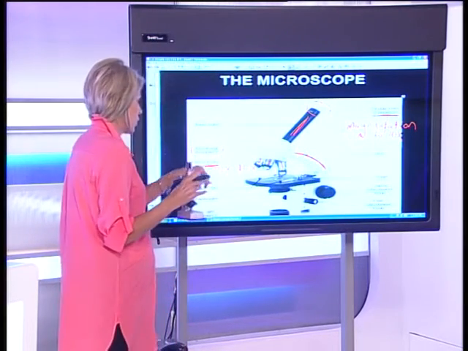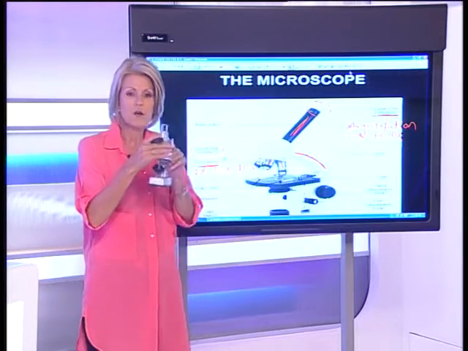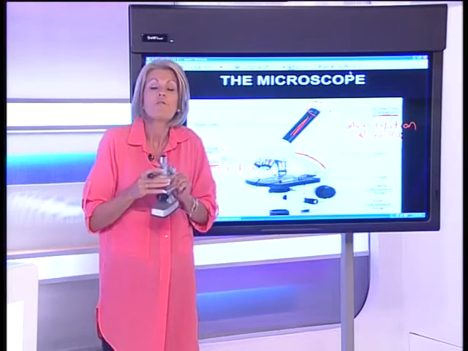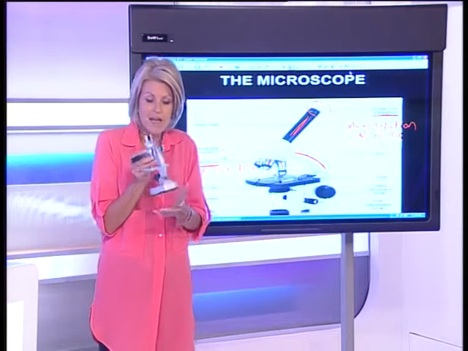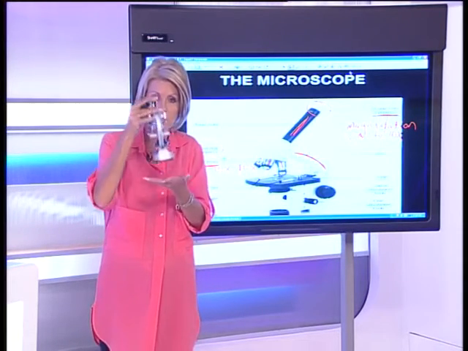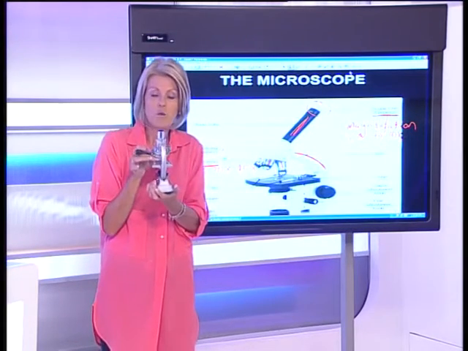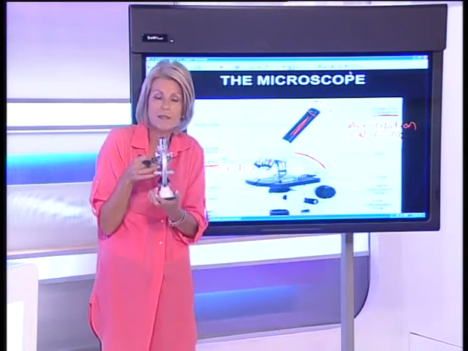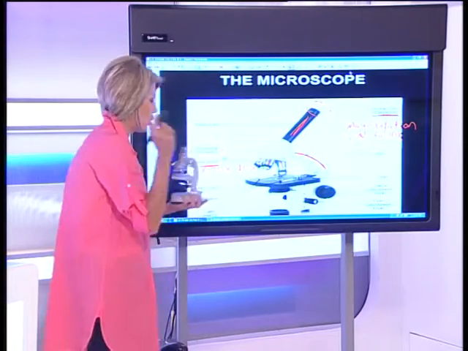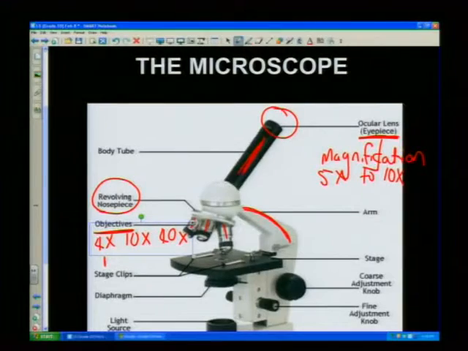Okay, it's 4, 10, and 40. So if I wanted to look at something, the first thing I would do is put my microscope down. I would have the arm facing away from me, and I would set it to the lowest magnification. So you always start with 4, and then you'll move to 10, and then you'll move to 40. Okay, so you always start on the lowest magnification.